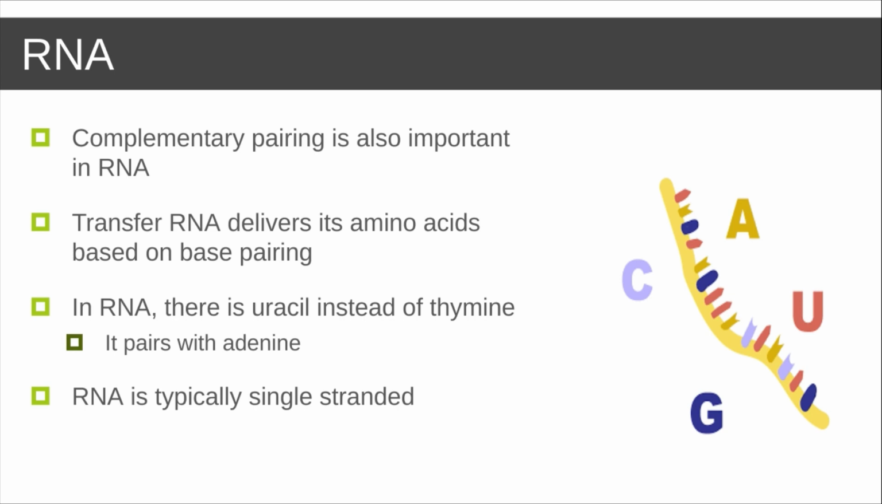Complementary pairing is also important in RNA, just like it is in DNA. And transfer RNA delivers its amino acids based on base pairing. So you can think of transfer RNA, or tRNA, as having the job of delivering its amino acids according to the base pairing. In DNA, there's adenine, thymine, cytosine, and guanine, and A pairs with T, C pairs with G. But in RNA, the difference is that instead of thymine, there's uracil. So then it pairs up with the adenine. Another difference between RNA and DNA is that RNA is typically single-stranded, whereas DNA is a double helix shape, like a ladder, with two sides, but RNA is typically single-stranded.